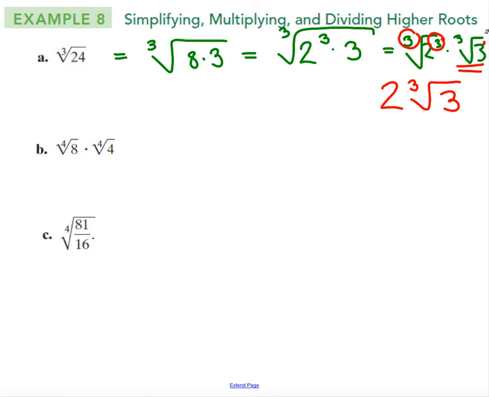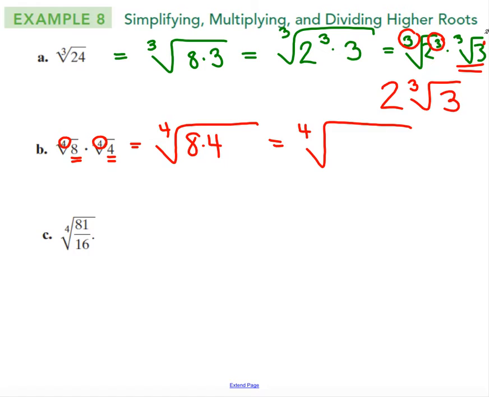All right, example B. We have 4th root of 8 times 4th root of 4. Notice the indexes are both the same. They both have an index of 4, so you can combine these two radicals together. So 4th root, now 8 and 4 multiply together. Now we're going to go ahead and try and break this down. So I'm looking for a power of 4 underneath. So 8 can be broken down to 4 times 2. And then 4 can be broken down as 2 times 2.